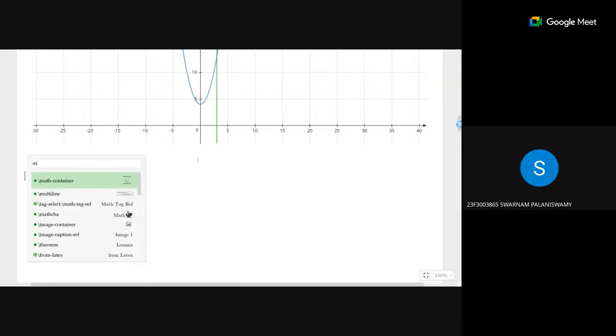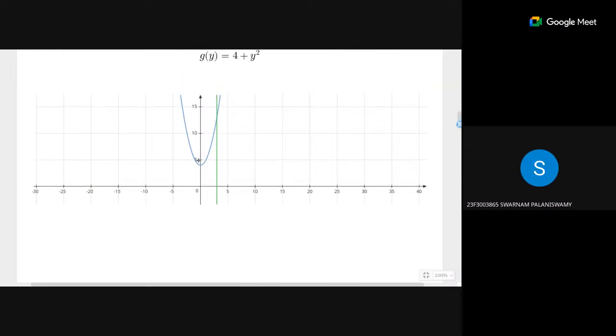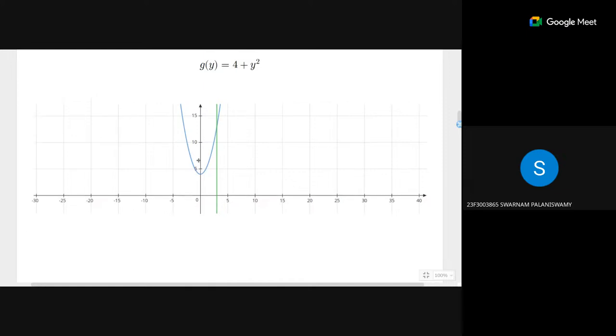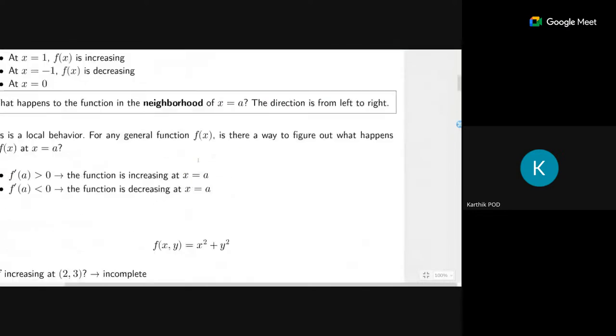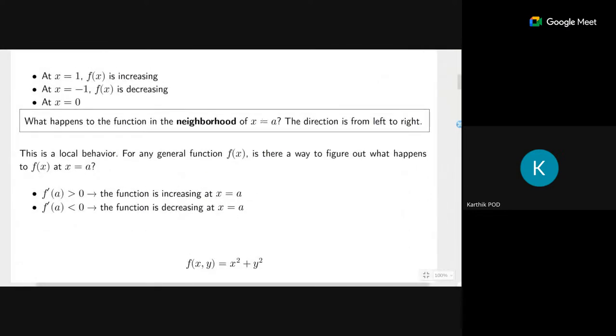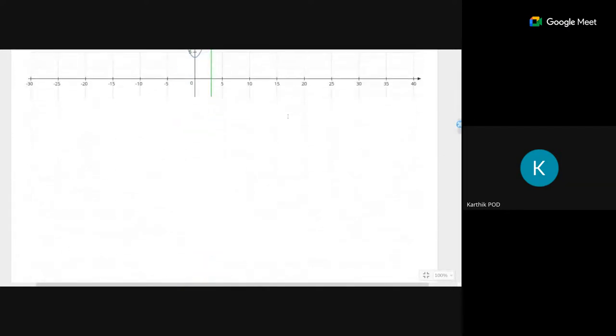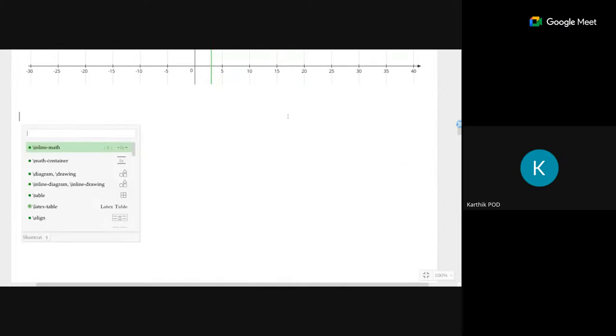Sir, in this case, whenever the function is increasing, we are talking about the positive y and positive x directions, not the other way around, right, sir? Yeah. So we have this idea of left to right along that direction, at that point. So along that direction, we come from the left to right. So x increasing, y increasing. Okay, sir.